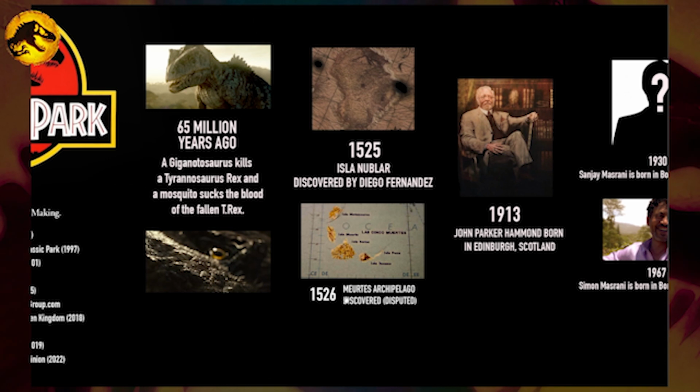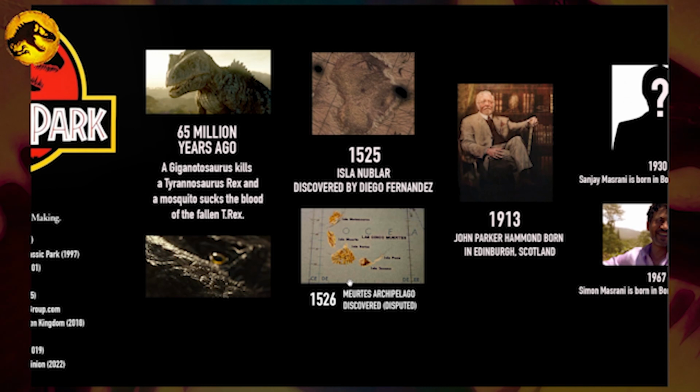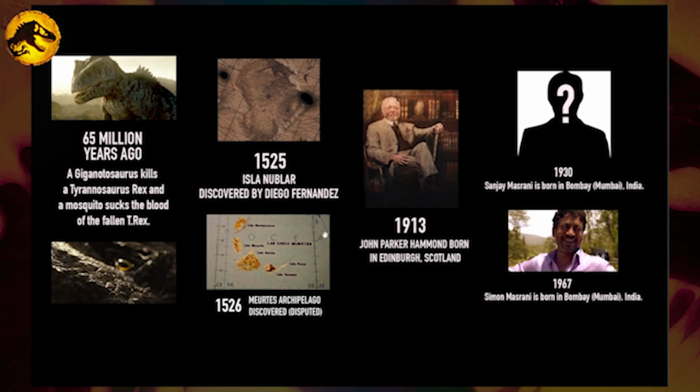1526, I'm going to pronounce this horribly because I've got a cold from all this cold weather on this ice planet. Muertes Archipelago, I can't say that word, discovered, but the date is disputed. This information was revealed on the MazraniGlobal.com backdoor terminal timeline. But yes, the Five Deaths, these neighbouring islands to Isla Nublar, were discovered as well. And they will play an important role later on.